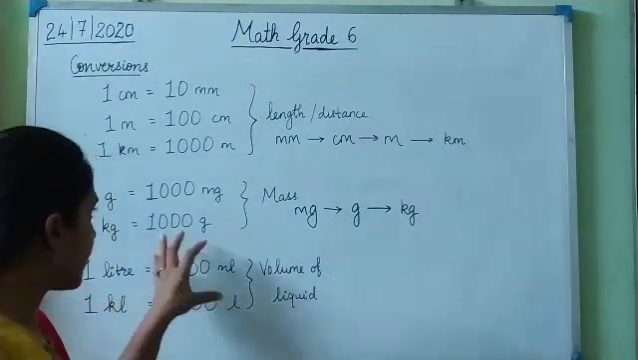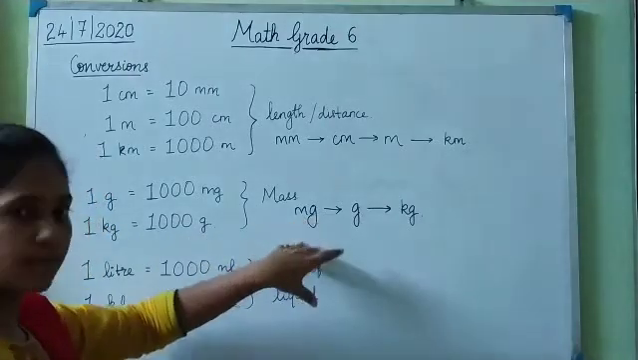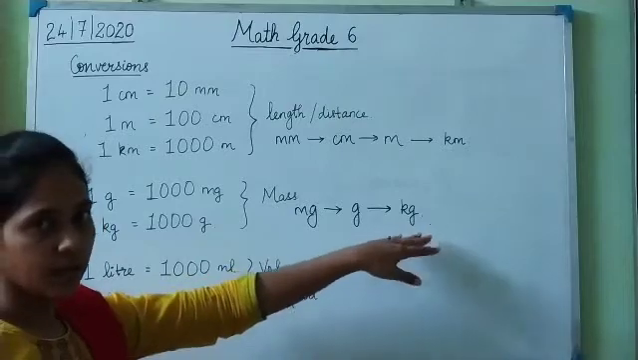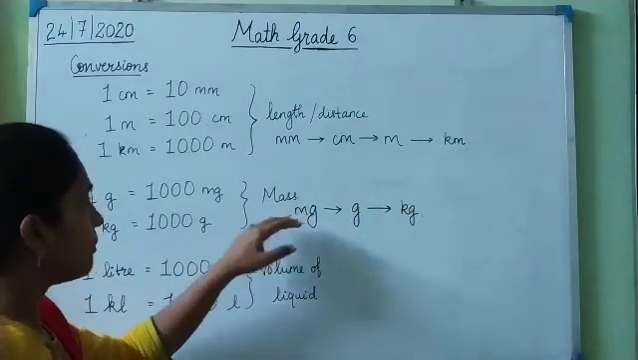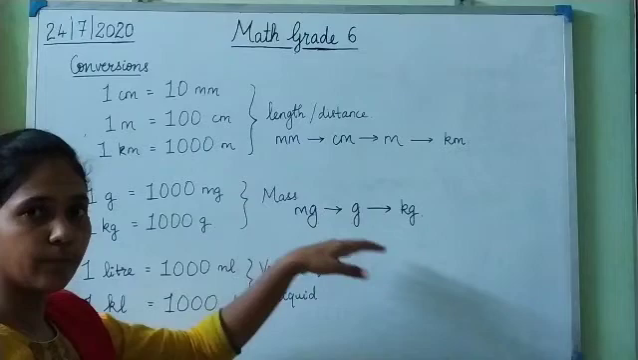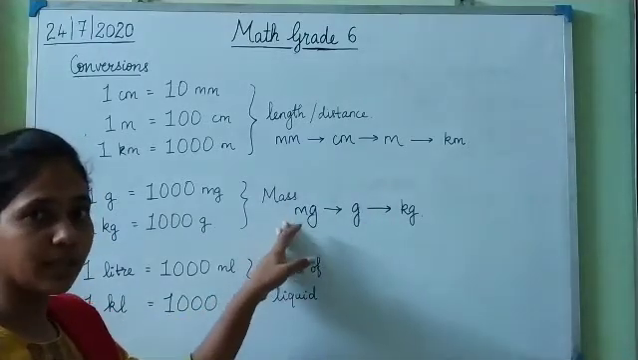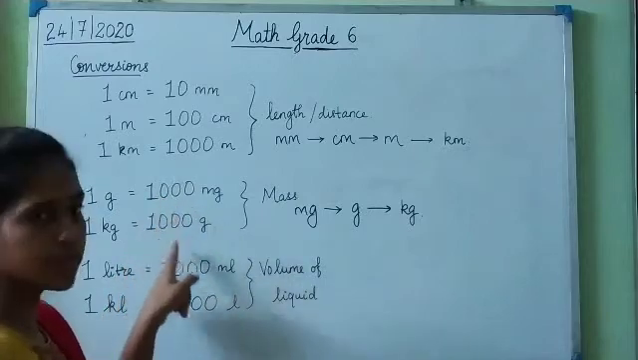Are you all understanding this? Milligram is smaller, then gram is a little larger than it, and the kilogram is the largest. So if you have to convert milligram to gram, that is from small to big, you need to divide. From big to small, you need to multiply by these constants.